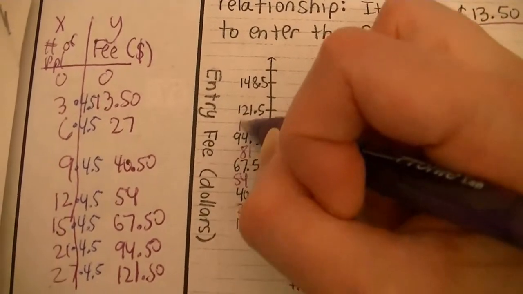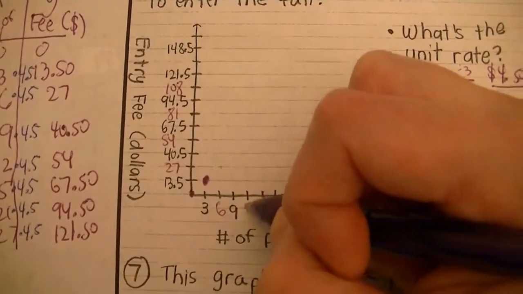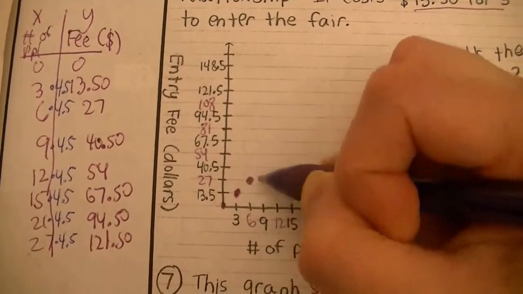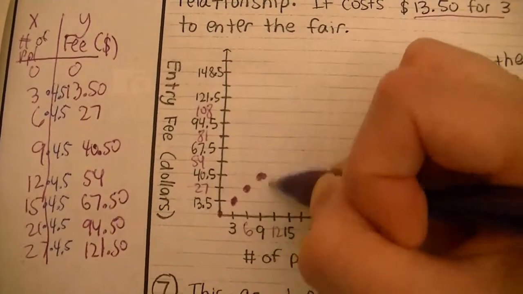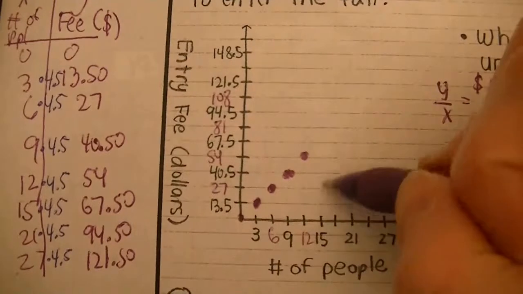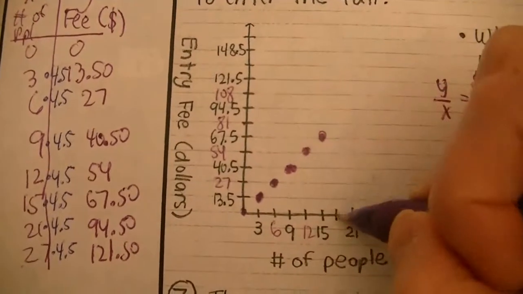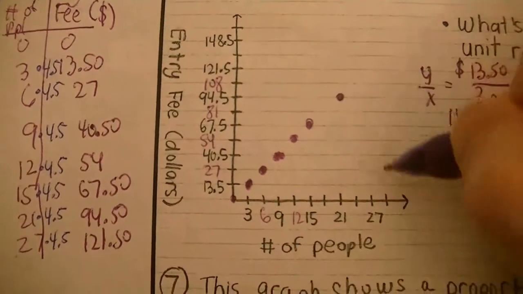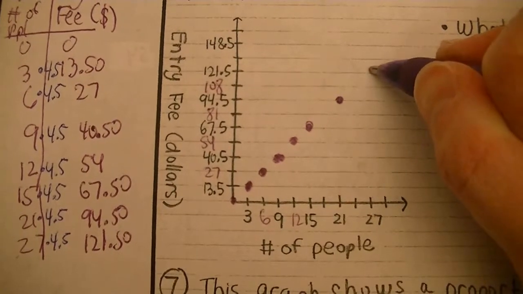Let's see, 13. Okay, and so on and so forth. All right, so then this would be, we're counting by 3s, 3, 6, 9, 12, etc. So 6, 27, 9, $40.50, 12, 54, oops, that's a really big dot, sorry. 15, 67.50. And then we got 21, 94.50, and 27 is 121.50.